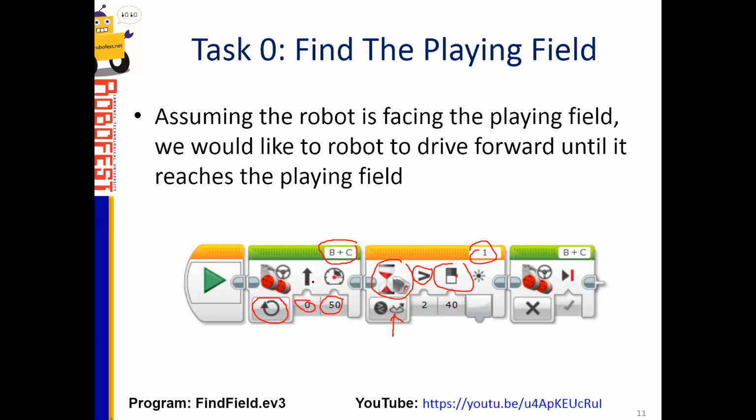So the robot will go forward until the light sensor sees a value recorded of greater than 40, and then it exits and executes whatever is in the next block, which in this case is do a stop on motors B and C. So let's watch a quick video of what that looks like.